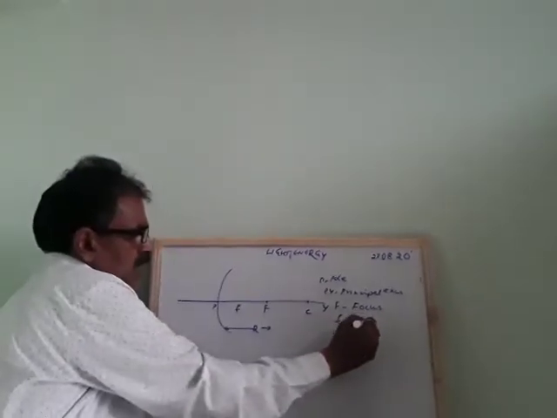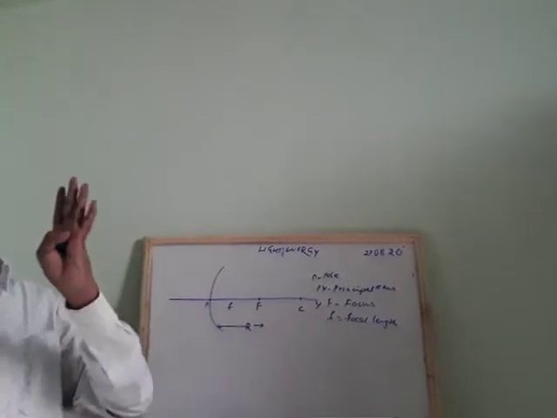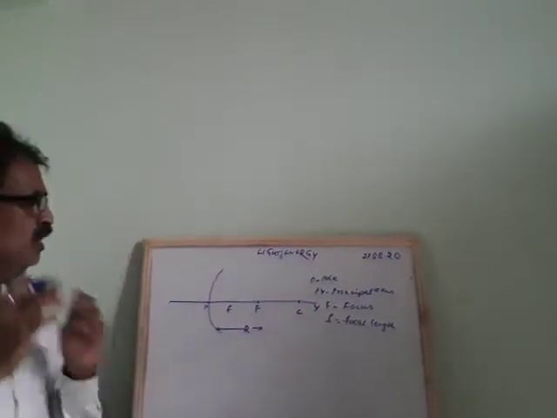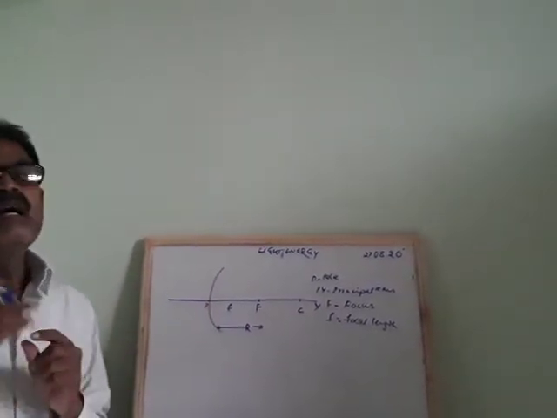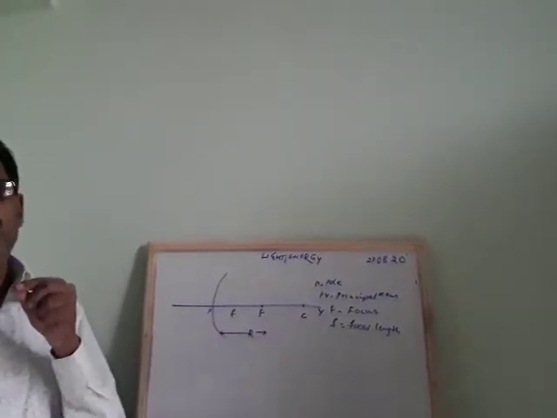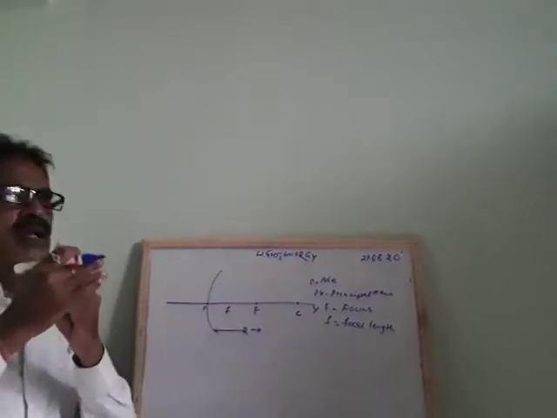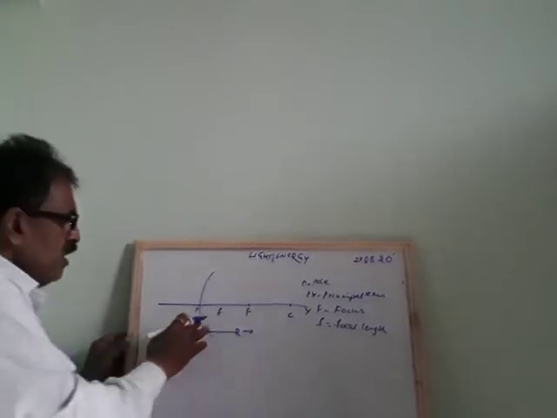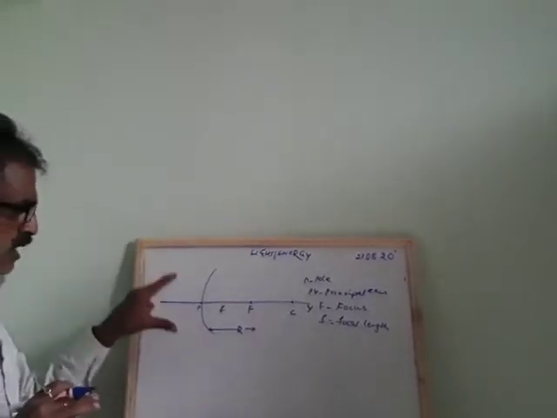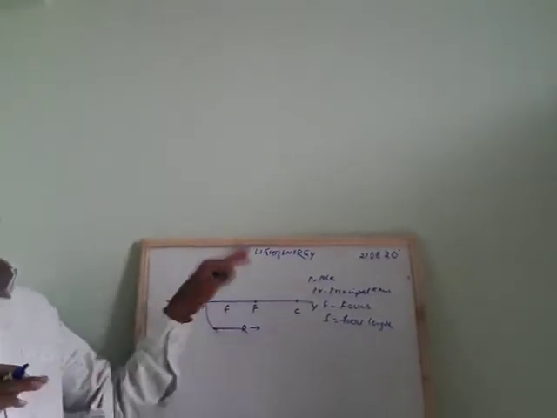And the length between this is called f, focal length. This small f indicates focal length. So the distance between the pole and the focus will indicate the focal length. So based on this focal length only, our spectacles are adjusted. They will be concave or convex depending on the focal length. This is a simple diagram, generally called ray diagram.